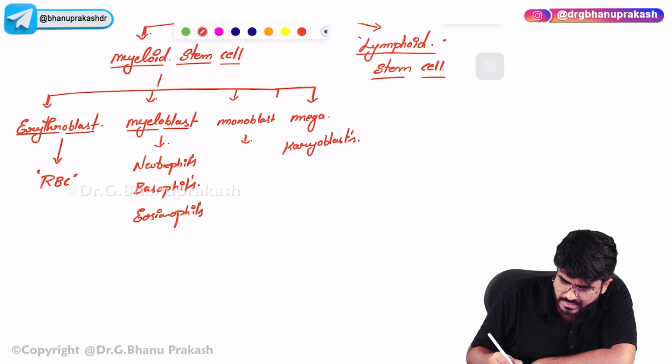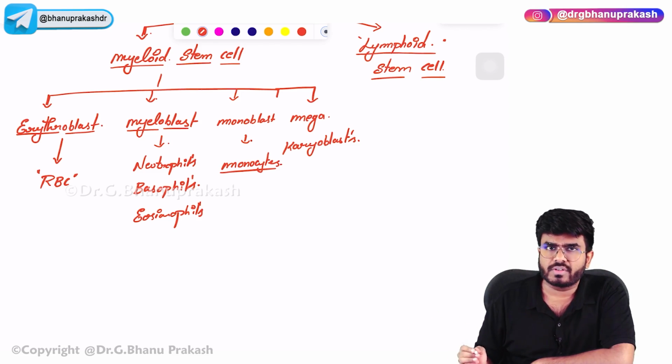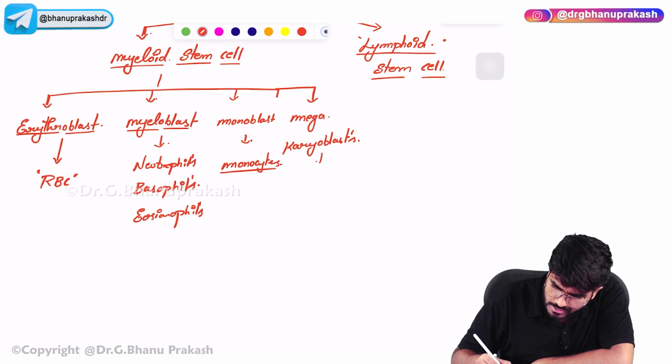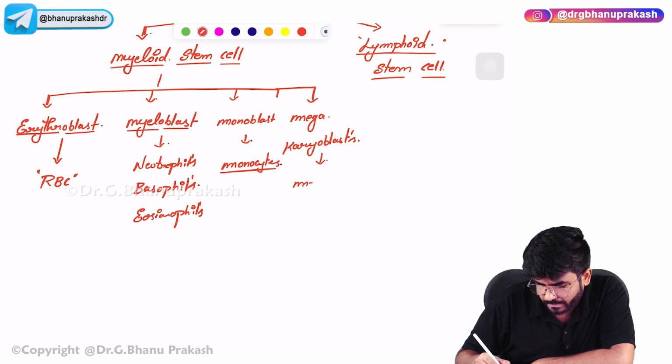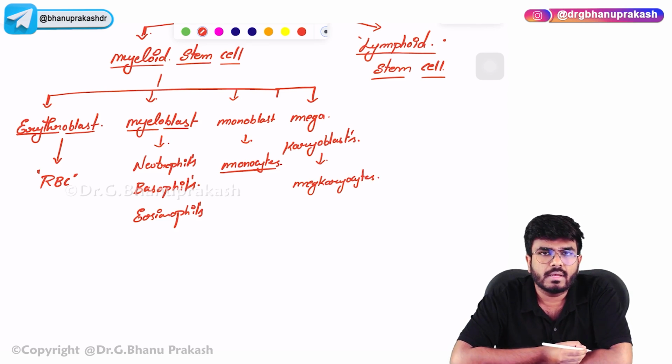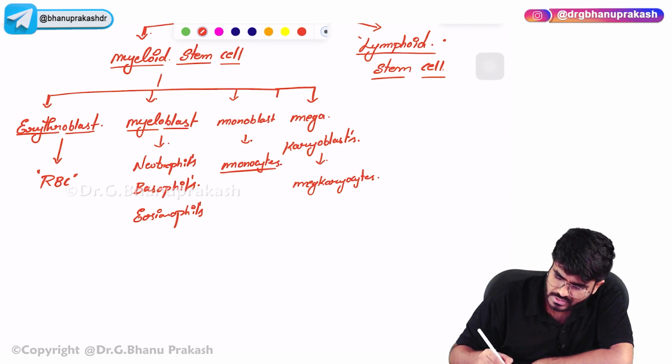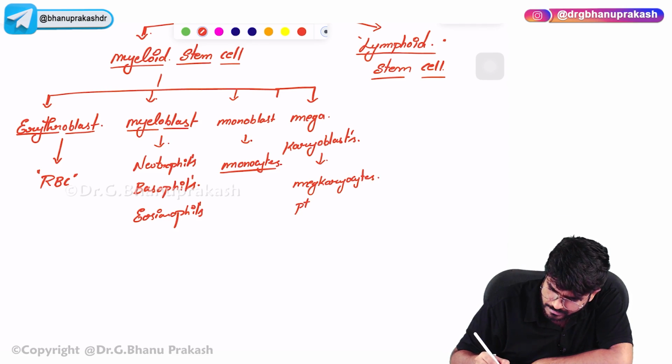Next, monoblast will give rise to monocytes. After entering into the tissue, these monocytes become the macrophages, you know it. Next, megakaryoblasts are the ones which are going to form megakaryocytes, which are nothing but the platelets, the mature cells.